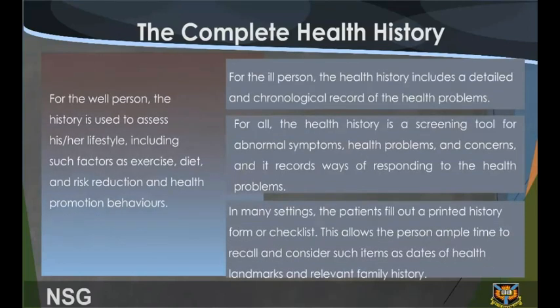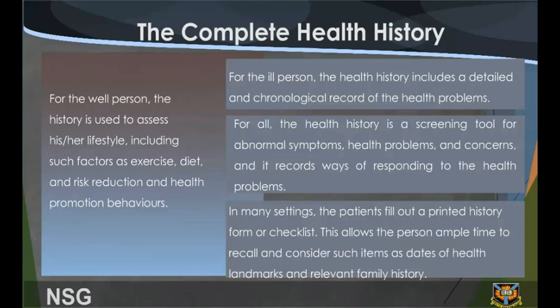For the well person, the history is used to assess his or her lifestyle, including such factors as exercise, diet, risk reduction, and health promotion behaviors. For the ill person, the health history includes a detailed and chronological record of the health problems. For all, the health history is a screening tool for abnormal symptoms, health problems, and concerns, and it records ways of responding to the health problems.